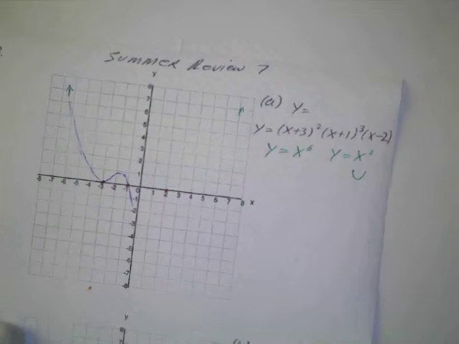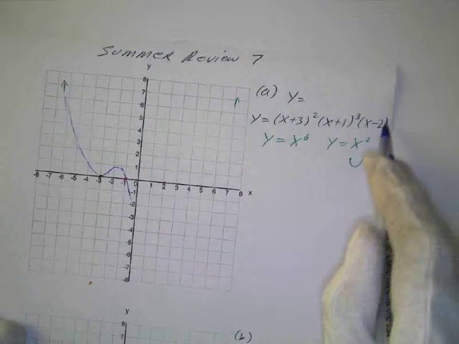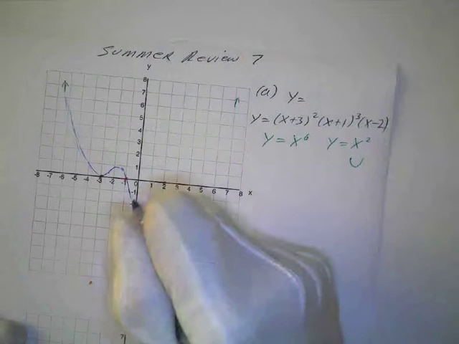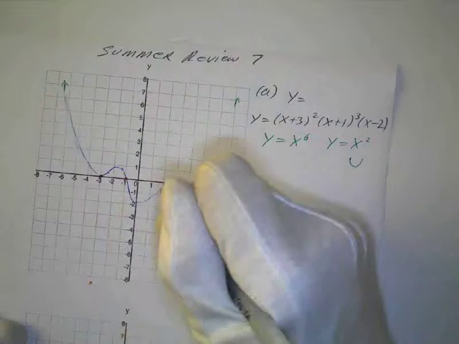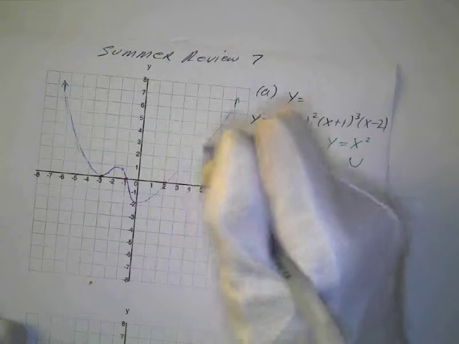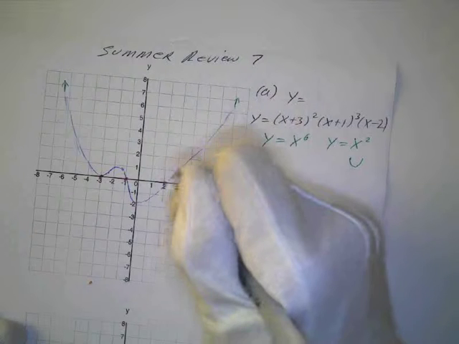Okay? And at 2, it's also odd, so that means it's going to cross, and that makes sense, because that will be consistent with our end behavior. So it goes like that, something like that.